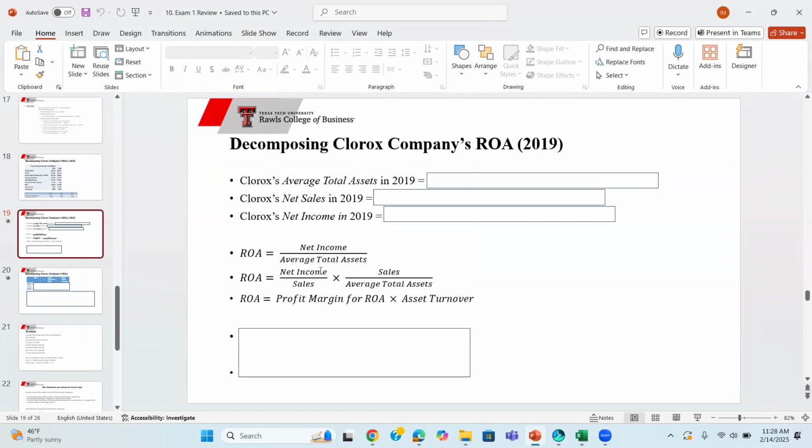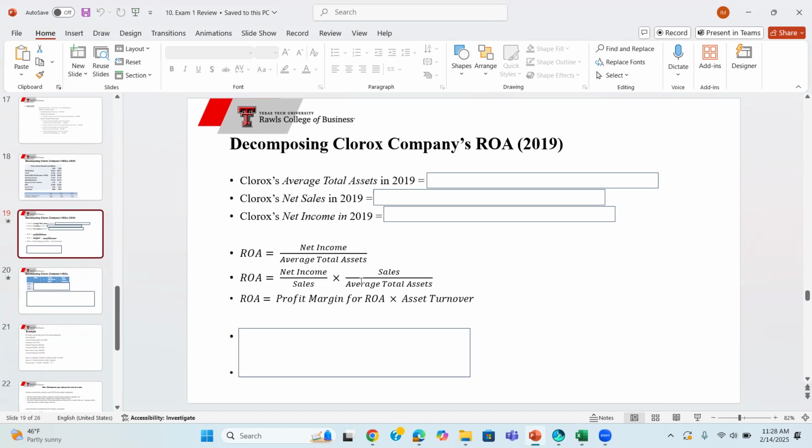And you can decompose it in two parts. For net income divided by sales, you include sales on numerator and denominator just to make other ratios. So net income over sales becomes profit margin for return on asset, and sales over average total asset becomes asset turnover. Okay. So if you have any information directly like profit margin for ROA and asset turnover, you can just multiply it to get the ROA. So we have information on net income and we have information of average total asset.